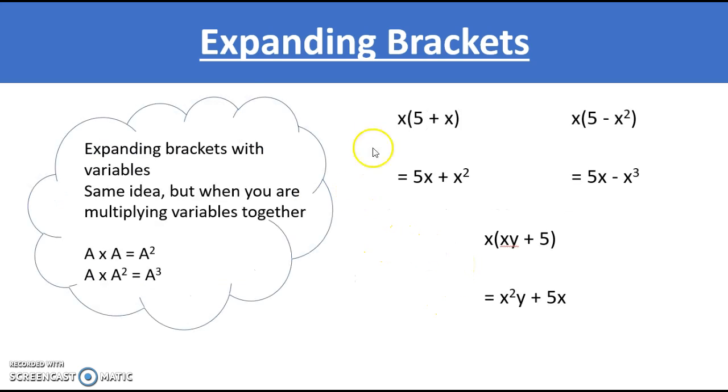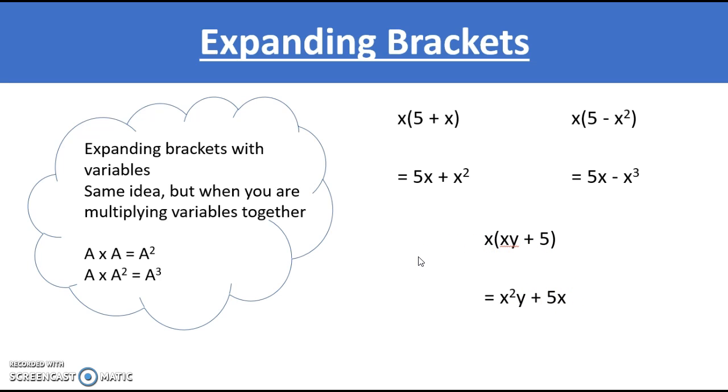For the next one, this actually applies to a variable, and it doesn't matter if there's a negative or not. So the idea here is a times a would be a squared, and a times a squared would be a cubed. So the power would actually add up when you're multiplying. So a little bit larger indices there. So the very first one, x times 5 becomes 5x, x times x becomes x squared. x times 5, 5x, x times x squared, it doesn't matter if it's a minus, it becomes x to the power 3. Now for this one, it doesn't matter if there are 2 variables there, you still apply it to the x, so x times xy would be x squared y, and x times 5 becomes 5x.